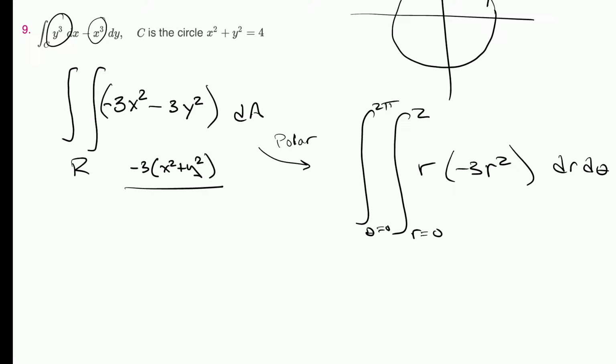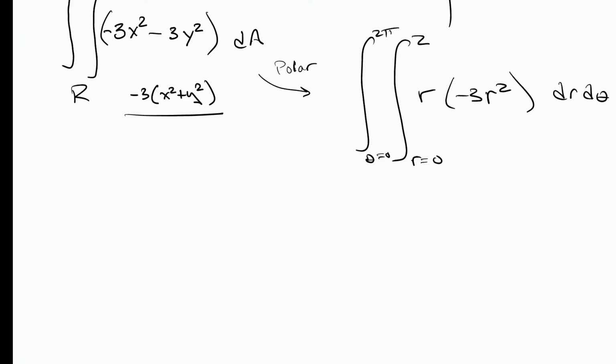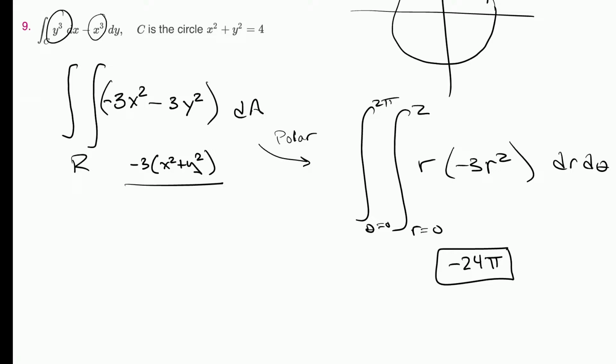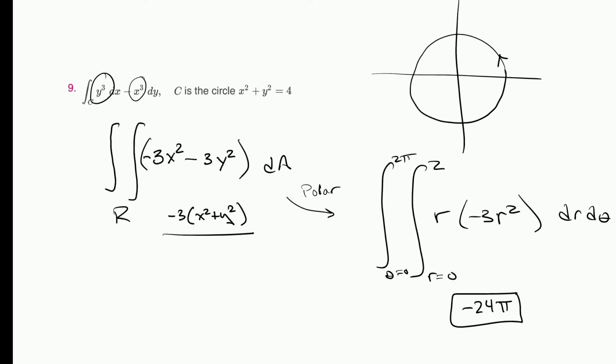Easy enough that you might be able to do this without much work. Let me see if I can. It's going to be r to the 4th over 4, going from 0 to 2. So what's that going to be? 3 times 16 over 4, so 12. So negative 24 pi, is that the answer? Hey, look at that. It is simple enough, and once you have it set up, especially when you change it to polar coordinates, it makes it super easy. But that's that one.